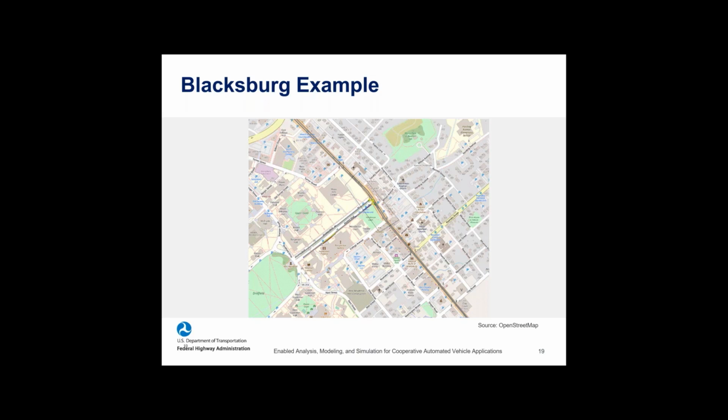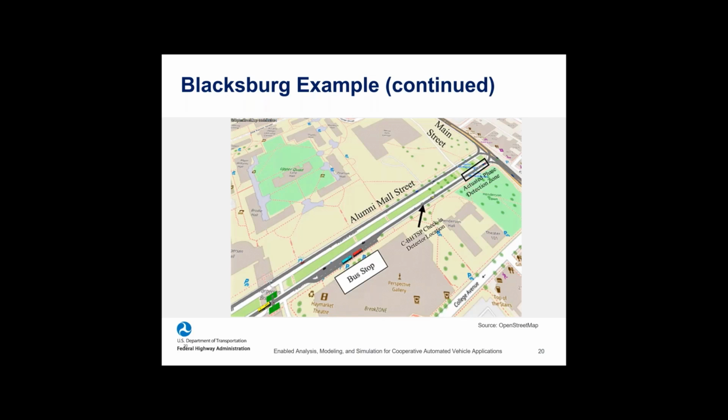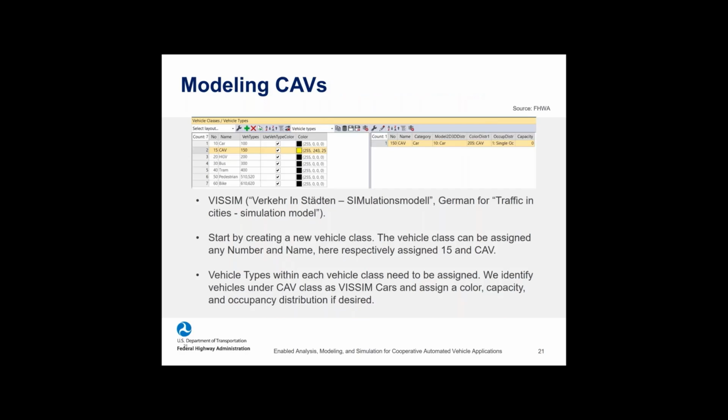So this is an example from a Blacksburg site where you have the buses over here and we have a traffic signal over here, and we want to see if we are implementing transit signal priority with the CAV and whatever I've described so far.